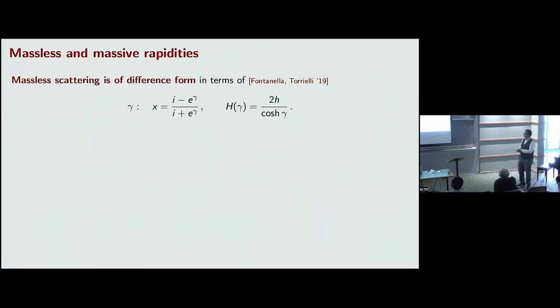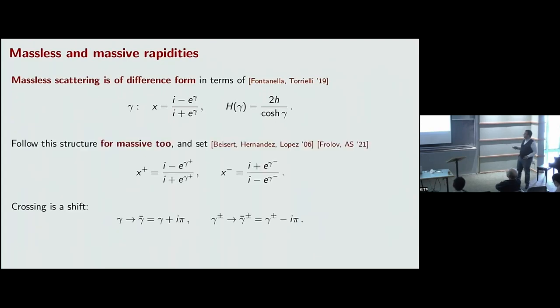The other interesting thing is that if you look at the massless particles now, you realize that there is a parametrization of the variable x that makes the matrix part of this matrix of difference form. It's not relativistic. The dispersion is not relativistic, but it is of difference form. Then it's very natural to introduce this parametrization for the massless particles. But what we are going to do is to introduce a similar parametrization also for the massive ones, in terms of these gamma pluses and gamma minuses. And the interesting thing is that this looks a little bit like relativistic rapidities. In particular, crossing corresponds to a shift of either plus or minus I pi, depending on whether you're doing massive or massless.